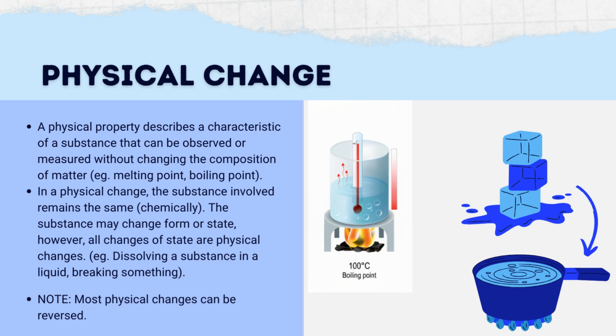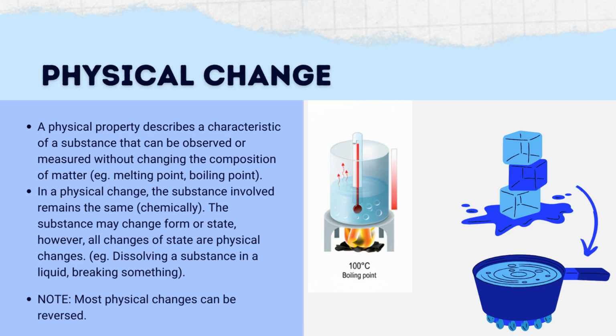In summary, a physical property describes a characteristic of a substance that can be observed or measured without changing the composition of matter. In a physical change, the substance involved remains the same chemically. The substance may change form or state. However, all changes of state are physical changes.